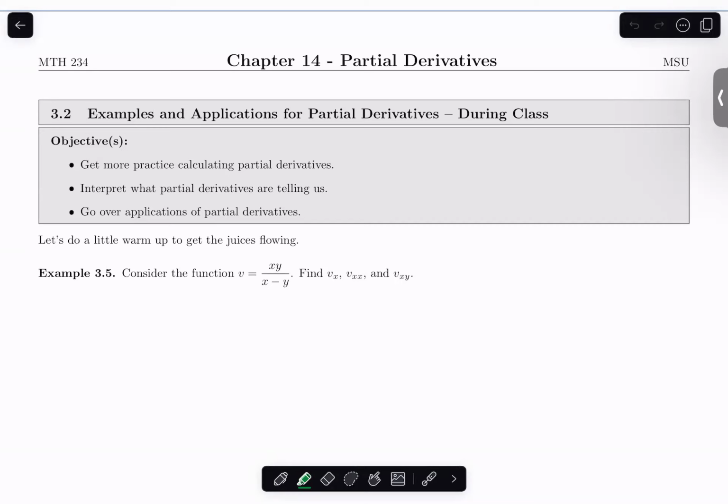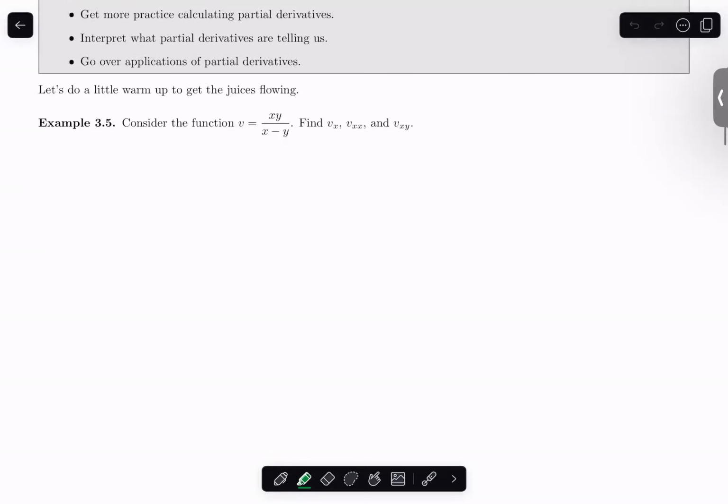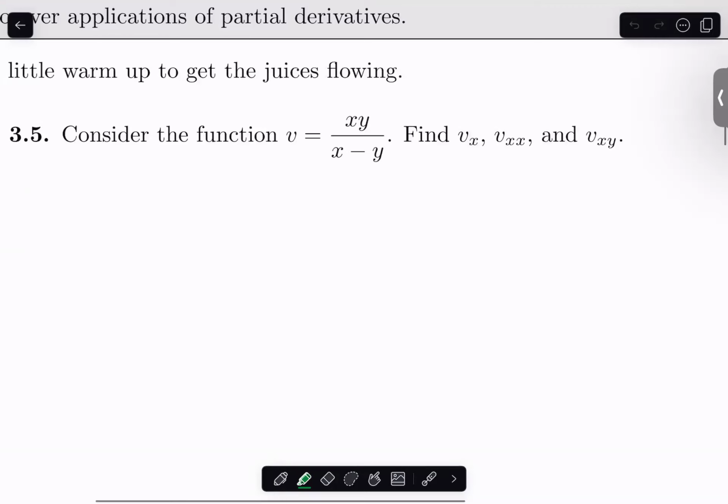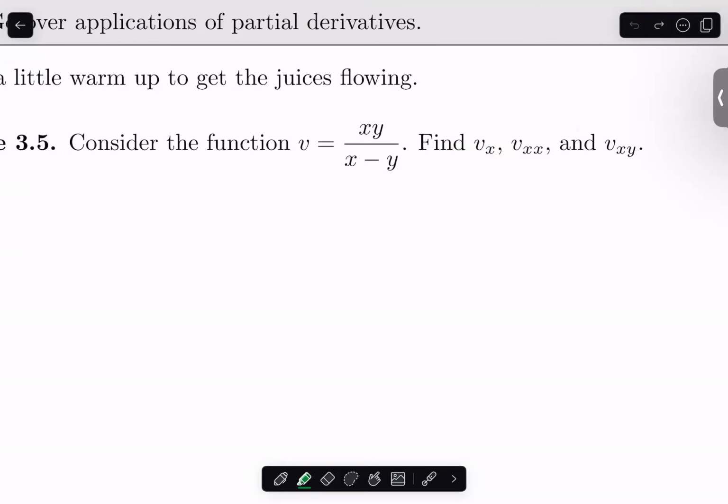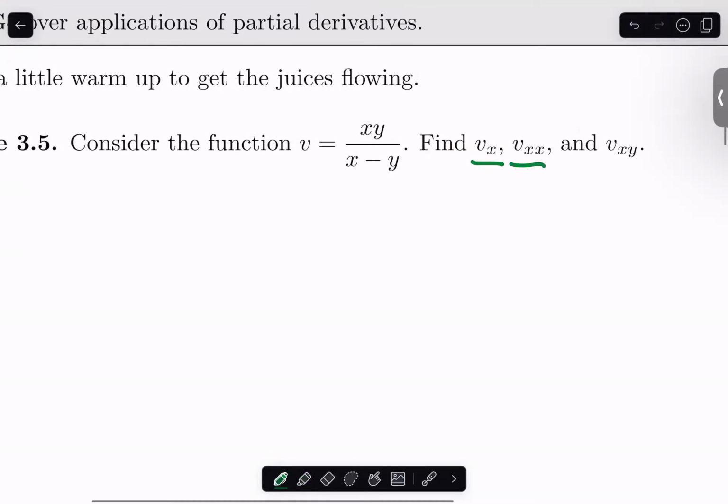Okay, so let's try to do at least this one here. I would like to take a partial derivative of my function with respect to x. So that's the subscript with the single x. Then we're going to do it again, so this is 2 derivatives, both with respect to x, right in a row. And then this one is a derivative with respect to x first and then y. So let's start off with taking our partial derivative of our function here with respect to x.